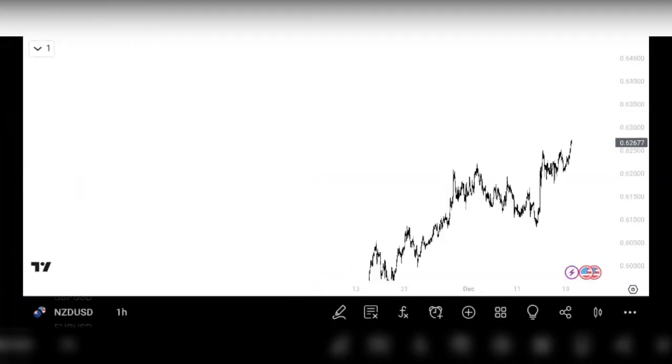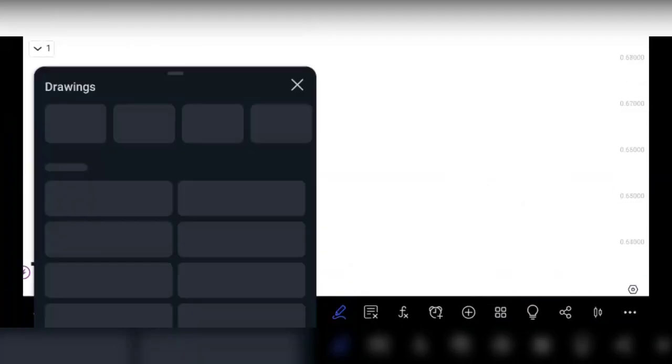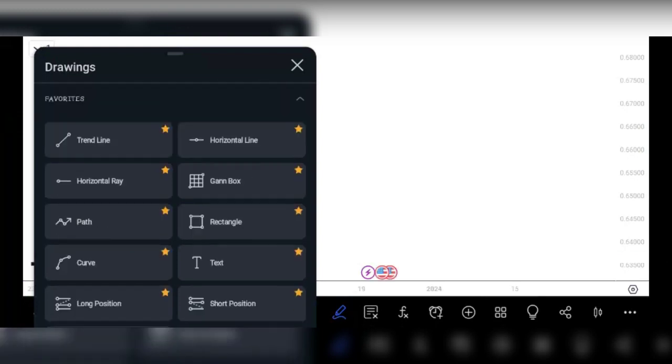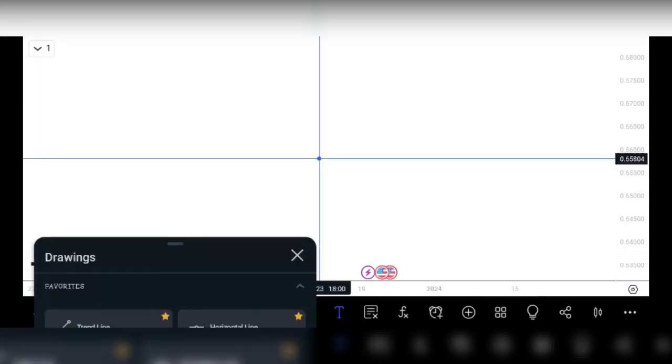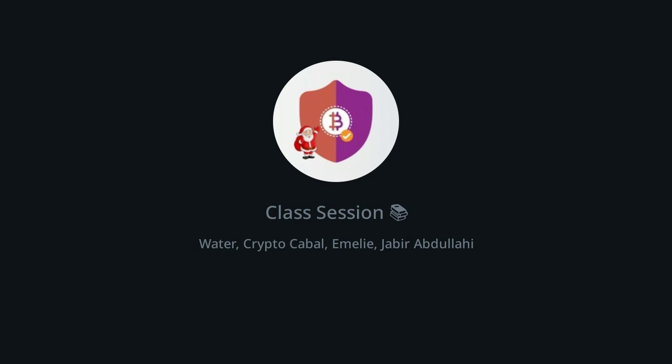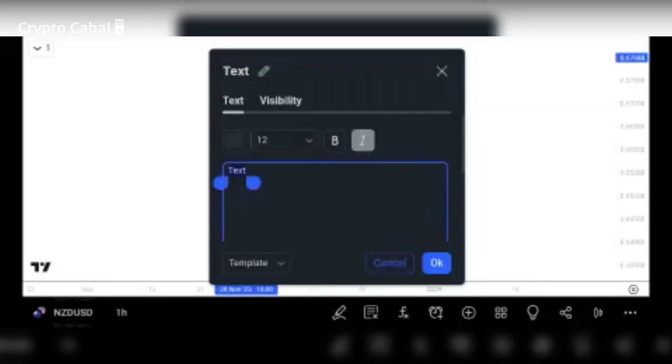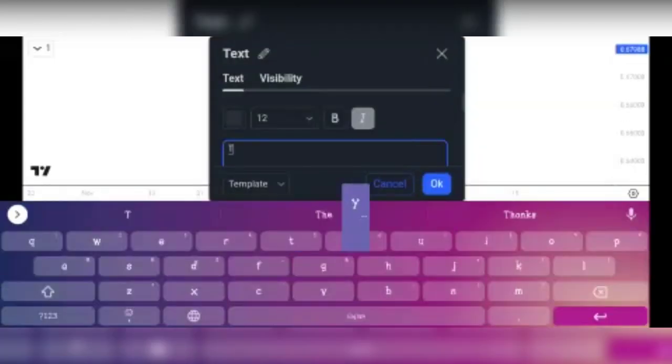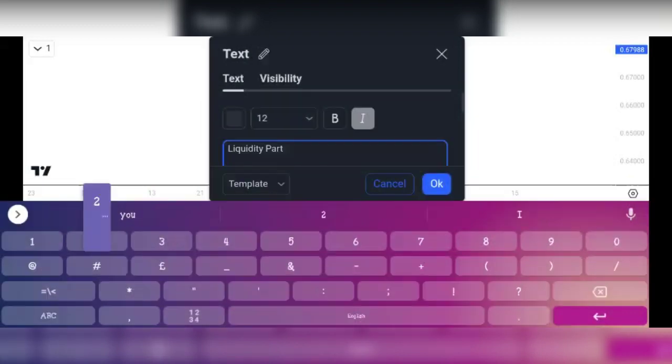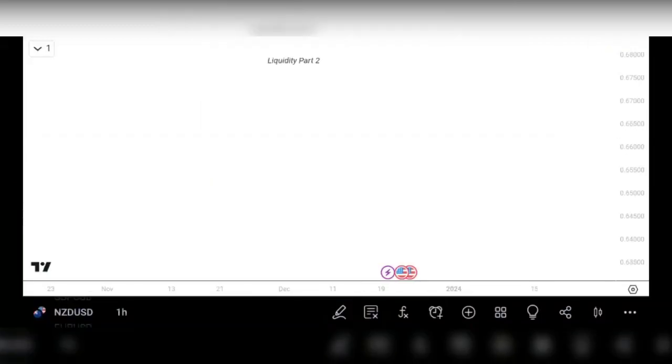So here we are on NZD USDT. Let me quickly type something on my screen to make it easier. Let's say types of liquidity. Okay, let me just say liquidity part 2. All right, so liquidity part 2.